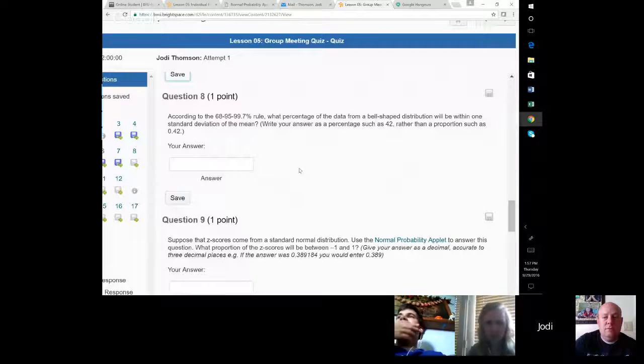Okay. According to the 68, 95, 99.7 rule, what percentage of data from a bell-shaped distribution will be within one standard deviation of the mean? 68, right? 68. Yep.